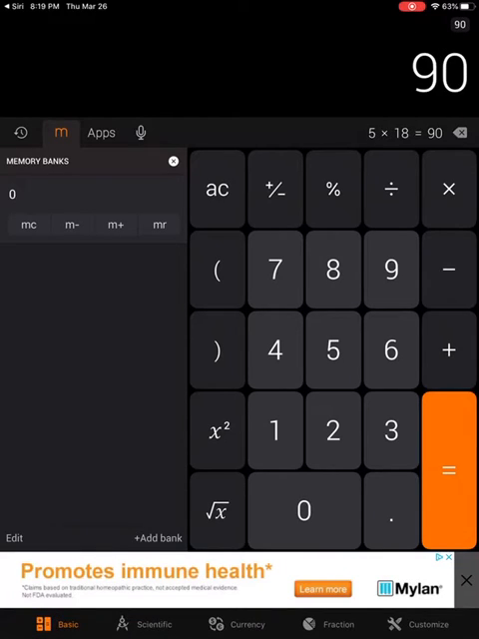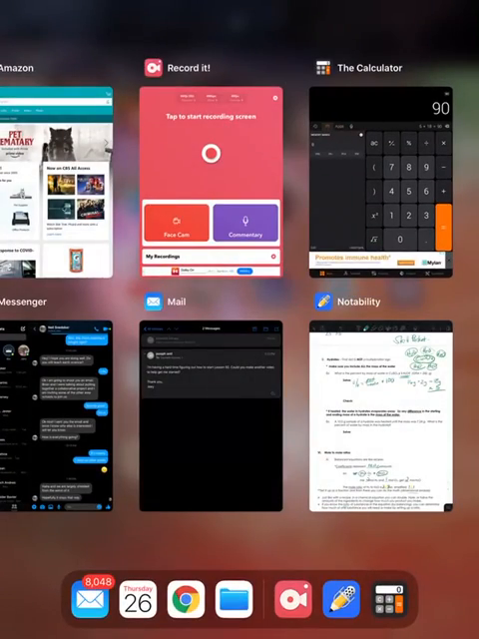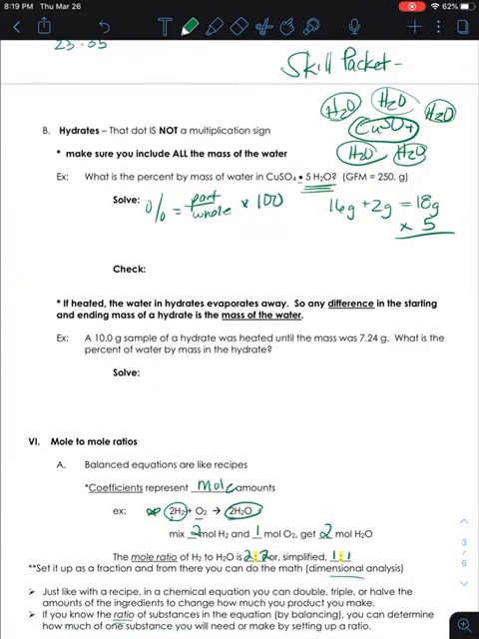Grams of water. Okay. So the whole in this example is the gram formula mass of 250, which does include the water. So let's do that. We have 90 grams of water divided by the whole, copper sulfate and 5 waters, and that's 250 grams. We do the math on that, and it's roughly 0.36. Multiply that by 100, and you have roughly 36% of this compound is water.